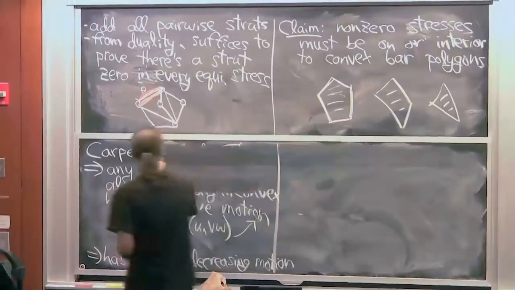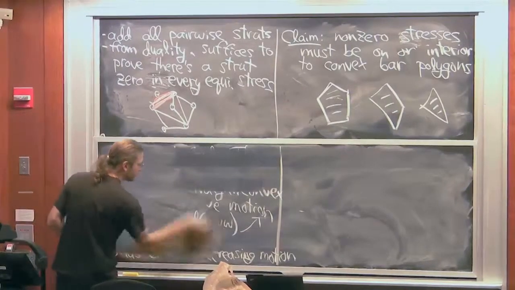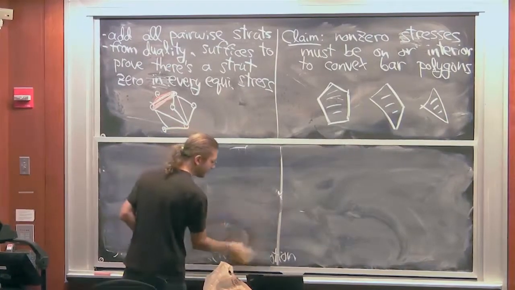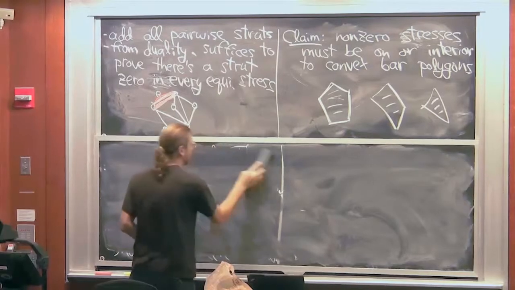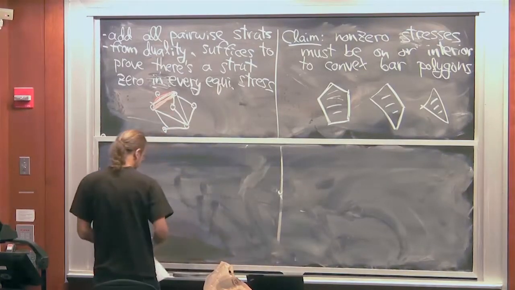It follows from the argument we gave in, was it lecture 12, the previous one, where we proved the Carpenter's Rule theorem. But it's not obvious that it follows. Let me explain why.